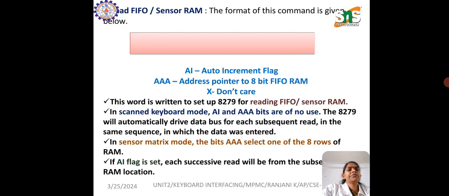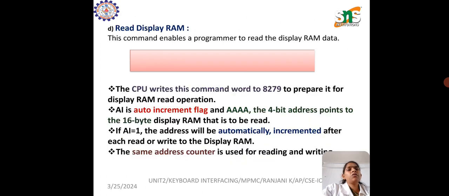Then there is the read FIFO/sensor RAM command, where this word is written to 8279 for reading the FIFO or sensor RAM. In this mode, the AI and AAA bits are of no use, and it will automatically drive the data bus for each subsequent read. In the sensor matrix mode, the bits AAA select one of 8 rows of the RAM. Next is the read display mode. The CPU writes the command word to 8279 to prepare it for a display RAM read operation.